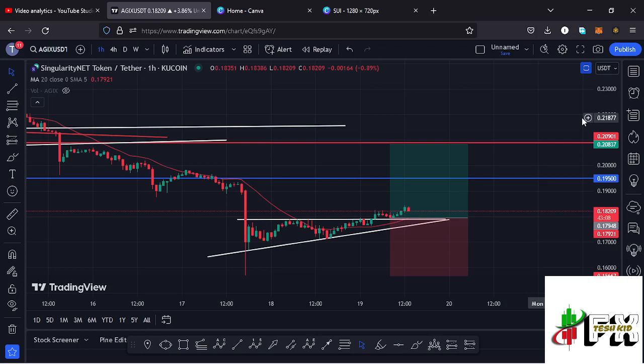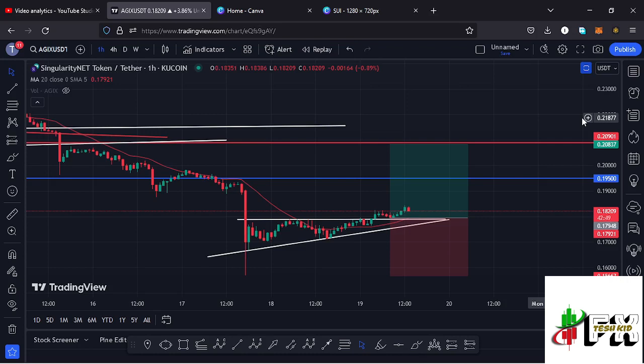And I believe that this whole movement is also wholly dependent on what Bitcoin continues to do in the next coming hours, because if by any chance we see further breakdown on the BTC chart, then I will still be expecting further breakdown here on the Agix chart.